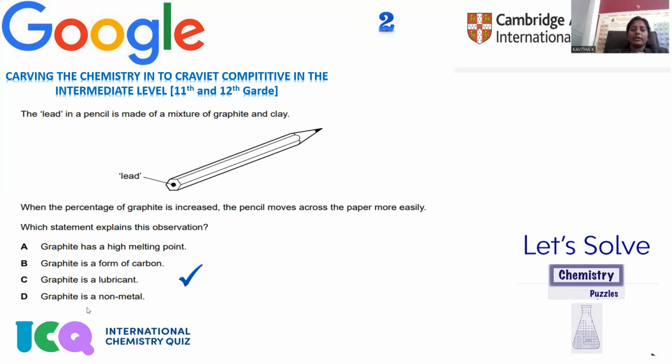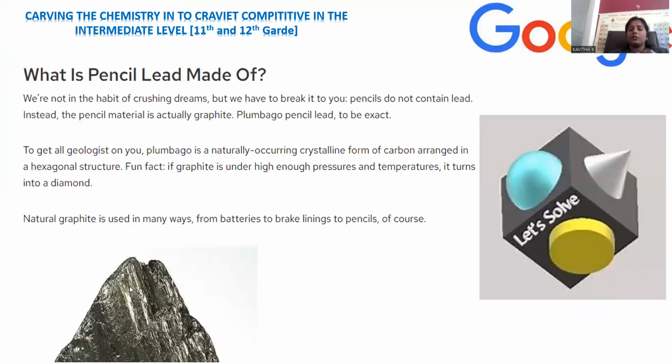What kind of explanation will correctly represent that as the graphite content increases, mobility on the paper and convenience to write on the paper also increase? That is purely because of its lubrication property. Graphite is the lubricating compound. Then, first of all, let's start with what pencil lead is made up of. So what material is used in this?